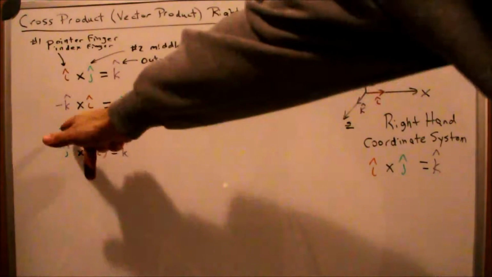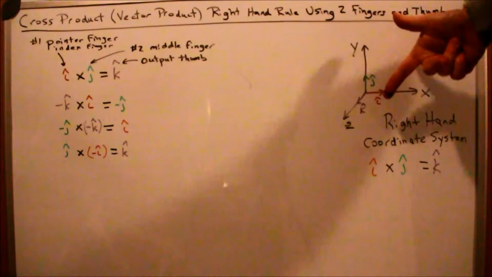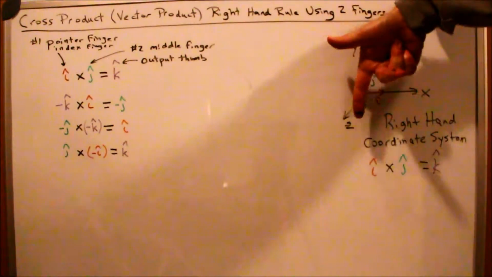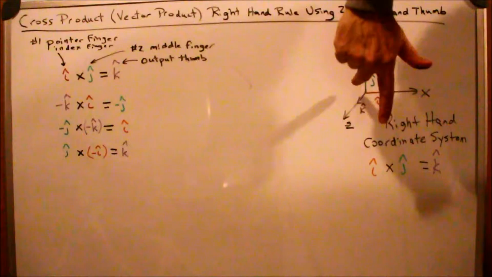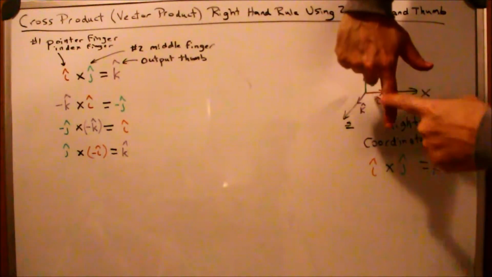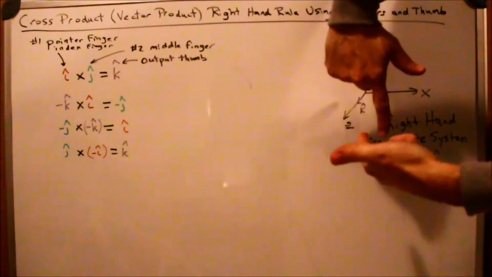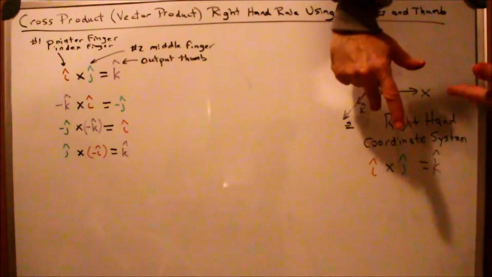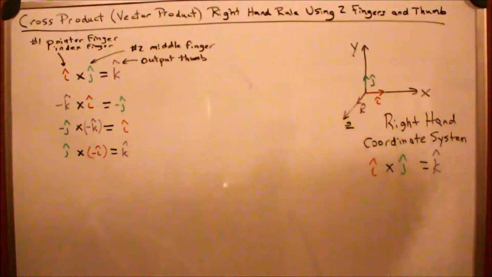Let's try the third one, minus j hat cross minus k hat. Minus j hat is down, since j hat is up. Minus k hat: right now the second finger is pointing in the positive k hat, so I have to spin around and turn that in. Let's check again. The first finger is in the minus j hat, down direction. The middle finger is in the minus k hat, into the board direction. So my output, my thumb here, is now in the positive i hat direction. So that's the correct answer.